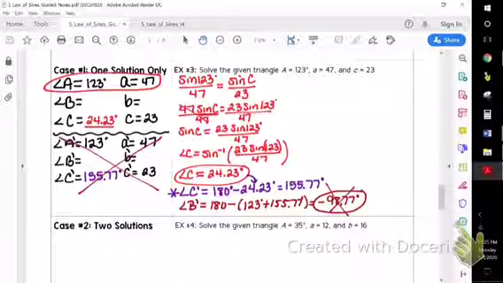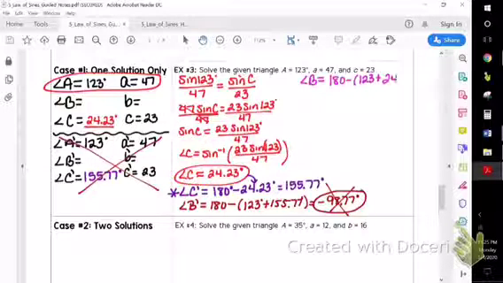Now, let's go ahead and finish the first triangle, because it's still there. So we need to find angle B, and let's do it the same way. Angle B is going to be 180 minus the other two angles added together, and that was 123 plus the 24.23. And so we find that angle B is equal to 32.77 degrees.